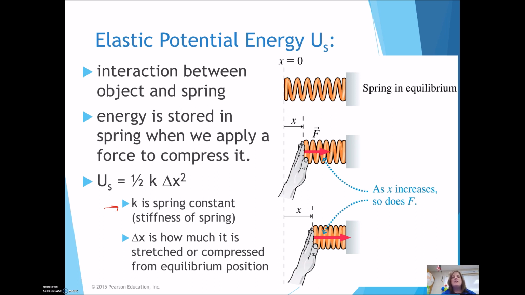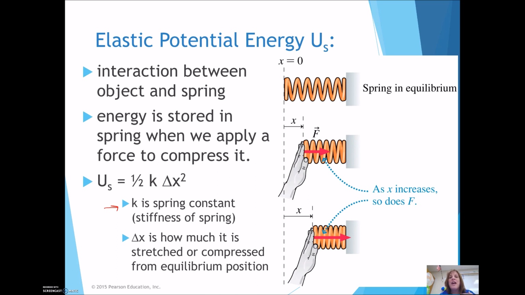So if we look at stiff springs, like springs that might be in the suspension of your car, those would have a really high k value. A loose spring, like say a slinky, would have a very low k value. So k is a constant value for a spring, and it tells you how stiff the spring is. Now, delta x is how much you've compressed or stretched that spring from what we call the equilibrium position.